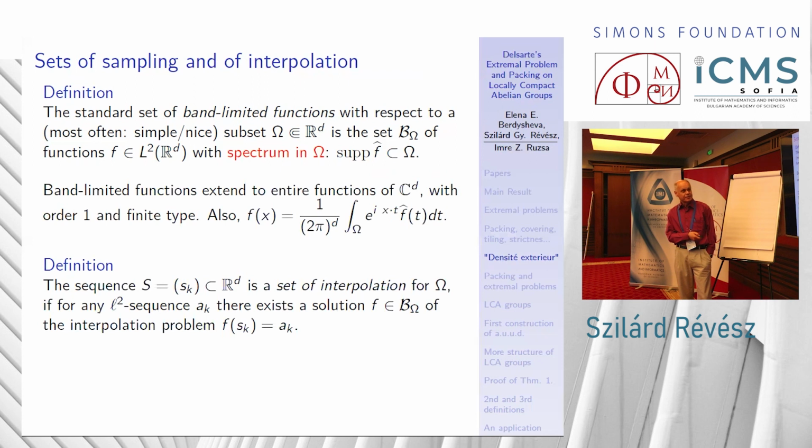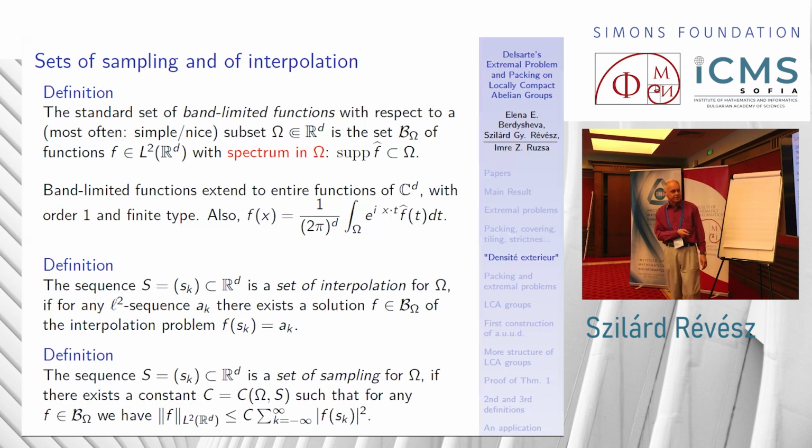A set is called a set of interpolation if any f in B omega can be interpolated. I mean, if any initial data can be interpolated to get a function. So there is always a function which interpolates the data. And the set is a set of sampling if you conversely have now a function and you measure it at these sampling points, and the norm of the function in L2 can be estimated by the samplings.